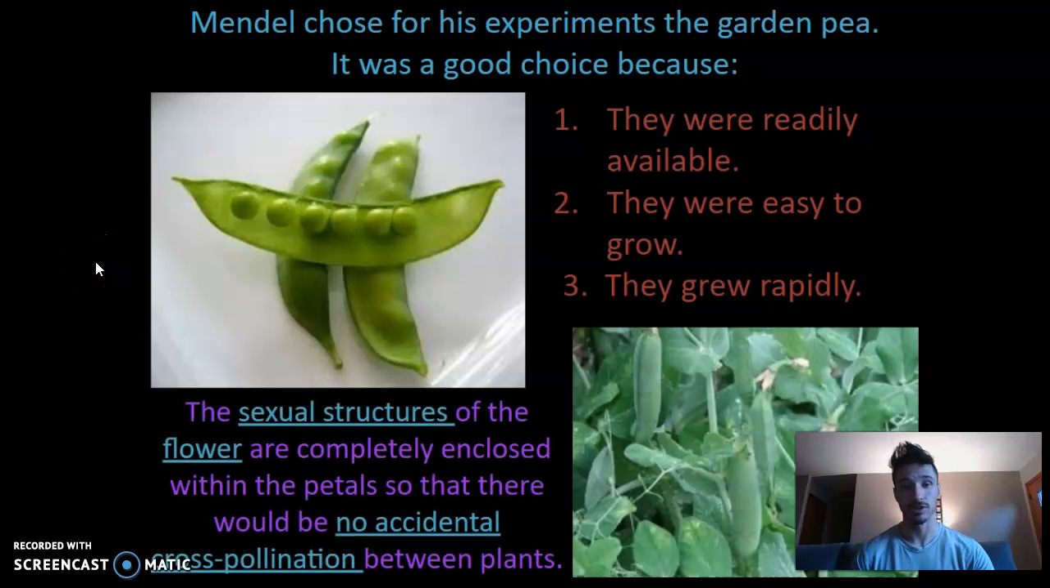Now, the sexual structures of the flower, because pea plants do have flowers, are completely enclosed within the petals, so that there's no accidental cross-pollination between plants. Right? We call reproduction in plants pollination, and when the reproductive cells from one plant end up in another plant, that's cross-pollination. That's what the petals of a flower are there to prevent. But it doesn't always work, and because it doesn't, we have a lot of genetic variation among plant species.